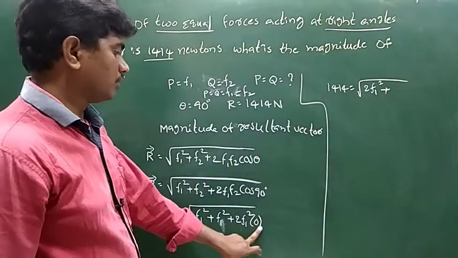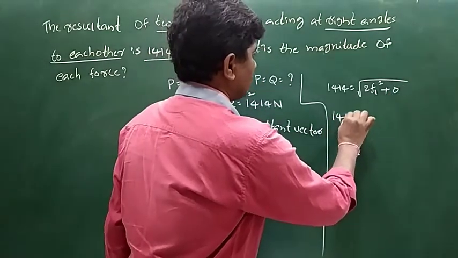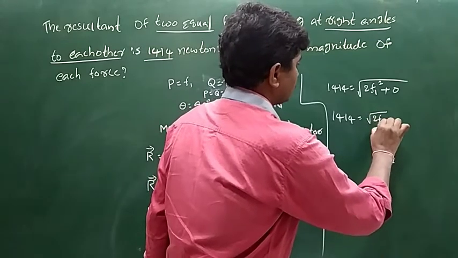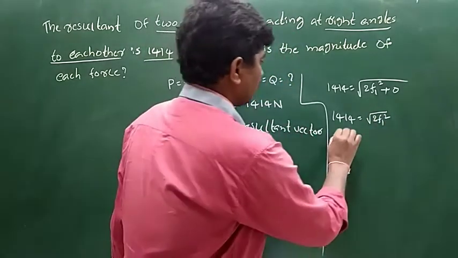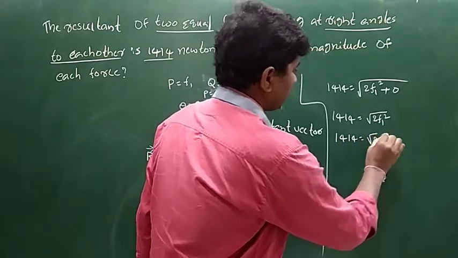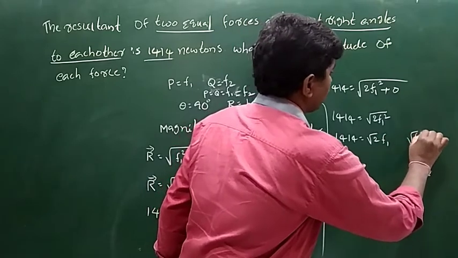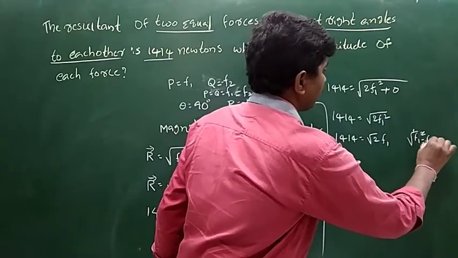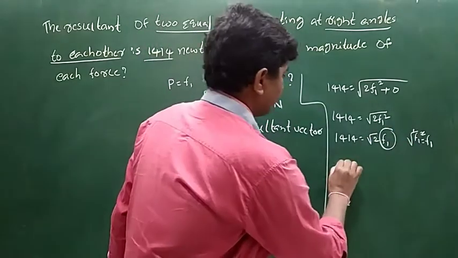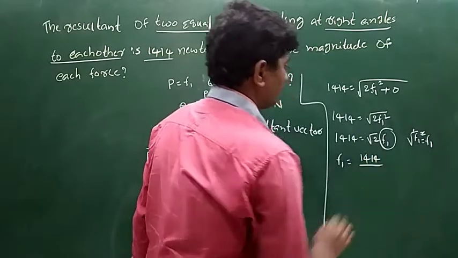Plus 2 F1 into 0 is equal to 0. Therefore, 1414 equals under root of 2 F1 square, which is 1414 equals root 2 into F1. Under root of F1 whole square, the square root cancels, equal to F1. Finally, to find F1, F1 equals 1414 by root 2.